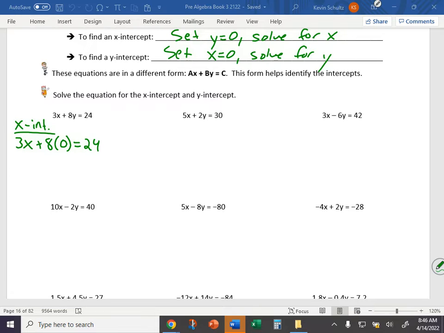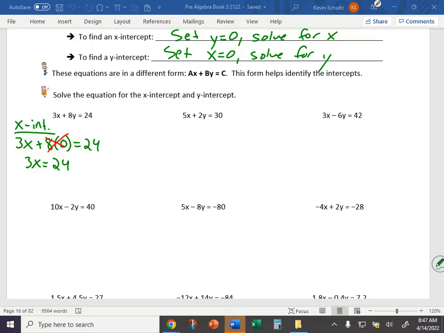And why we like this, what happens when you multiply a number by 0? What do you always get? 0. So by making y equal 0, essentially we eliminate that term. And what we're left with is the equation 3x equals 24.